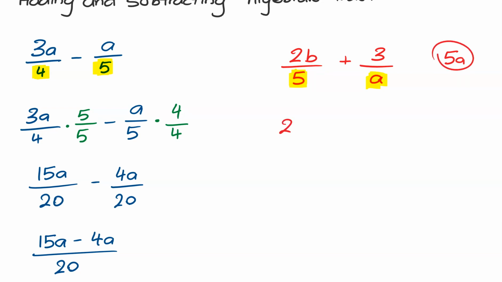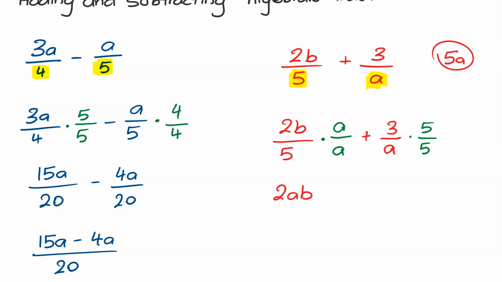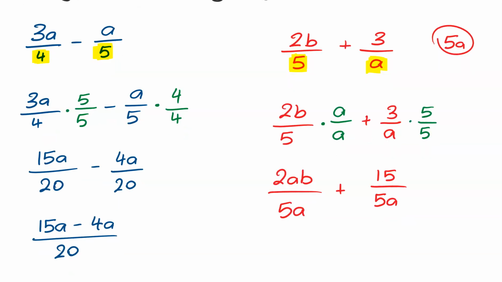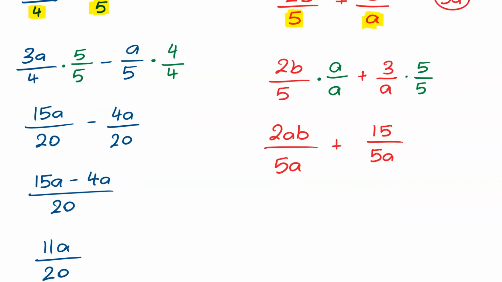So I'd go 2b over 5, and I'll multiply that by a over a. And then we've got plus 3 over a, and I'll multiply that by 5 over 5. Alright? And then we just multiply across. So we get 2ab over 5a plus 15 over 5a. And if you think about it, if we simplify this, 15 over 5a, that's just 3 over a. And now we can put this under one fraction. So that's 2ab plus 15 over 5a.